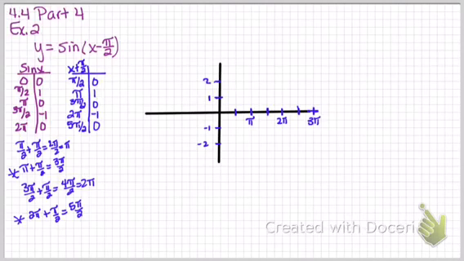Alright, then plot your points. Pi over 2, 0. Pi, 1. 3 pi over 2, 0, 2 pi, negative 1, and 5 pi over 2, 0. And then just connect your points. And there's your graph of sine of x minus pi over 2.